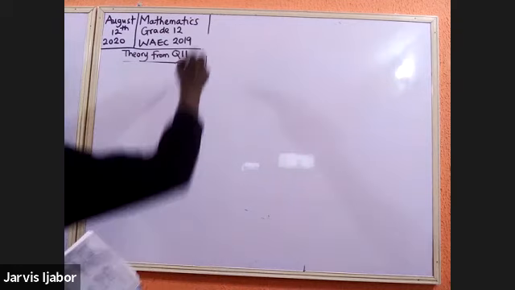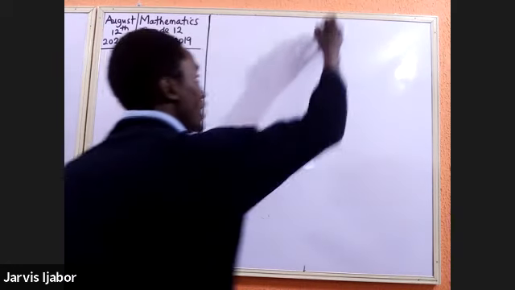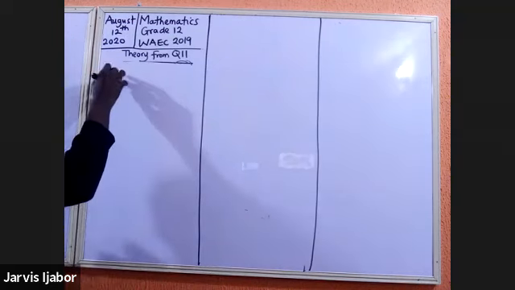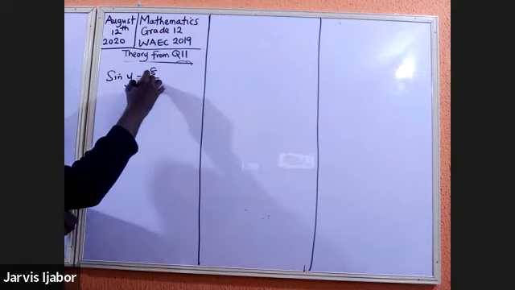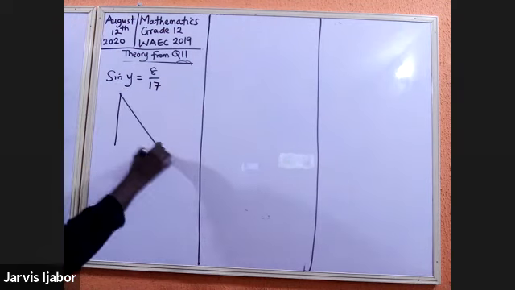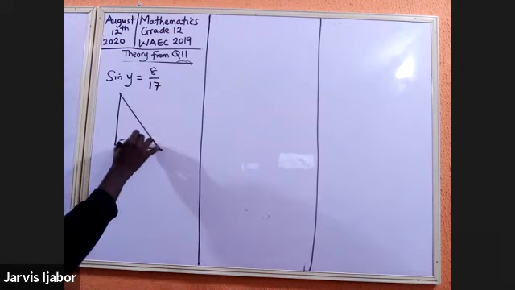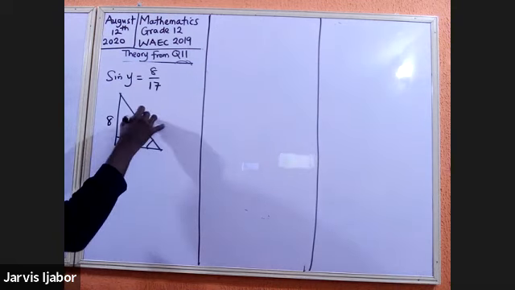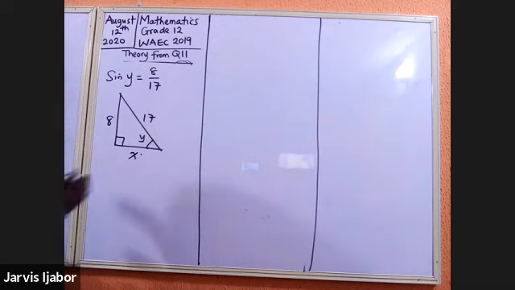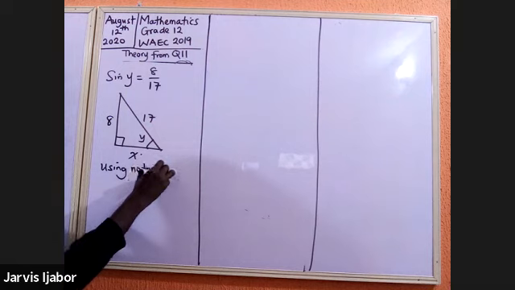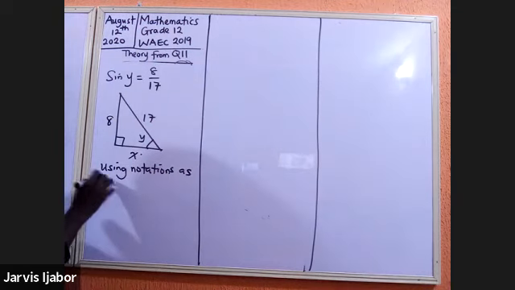Now, question 12A. This question 12A is my favorite kind of question in this kind of WASSCE setup. Now, let's look at that. Sine y is equal to 8 over 17. So what it means is that this is the narrative of a right angle triangle where sine y is 8 over 17. So you need to find here x, using notations as in the diagram.